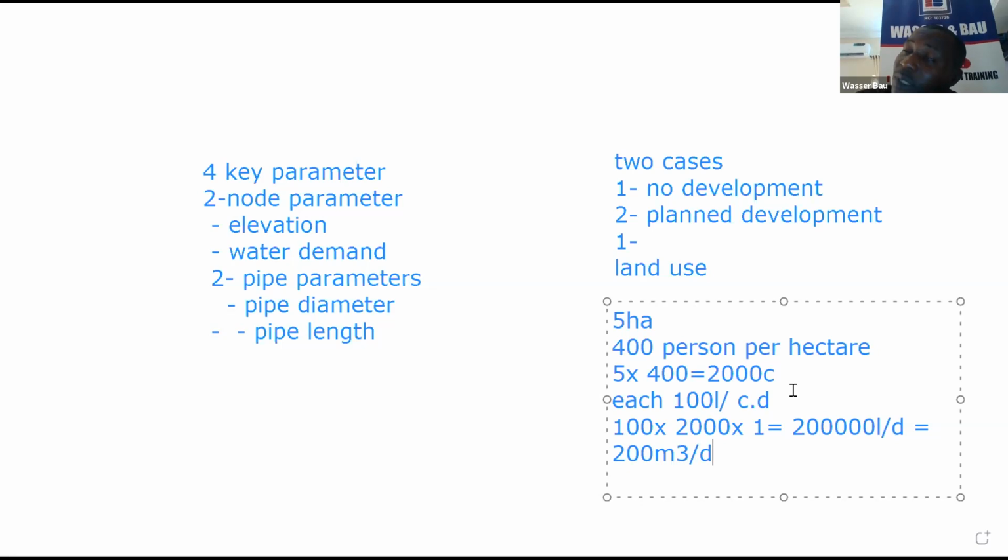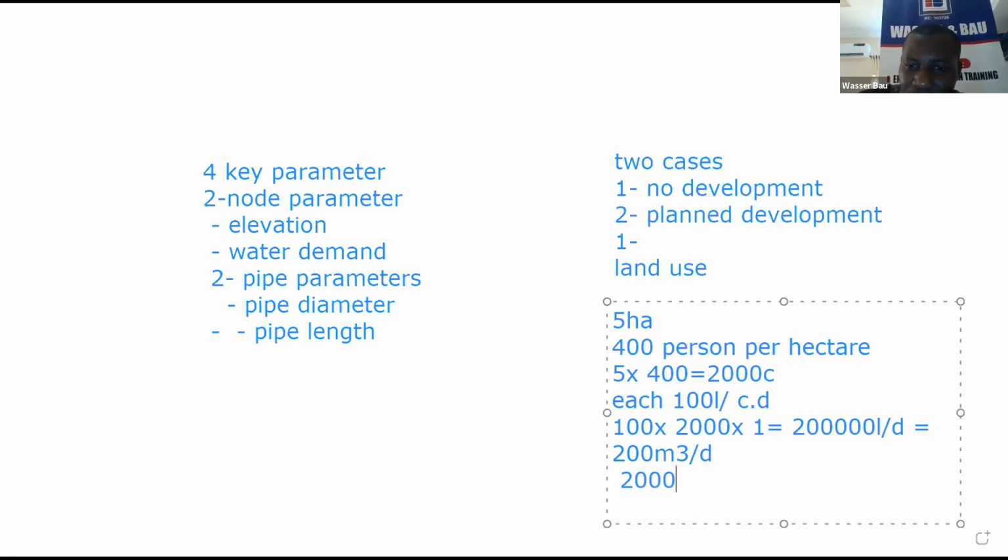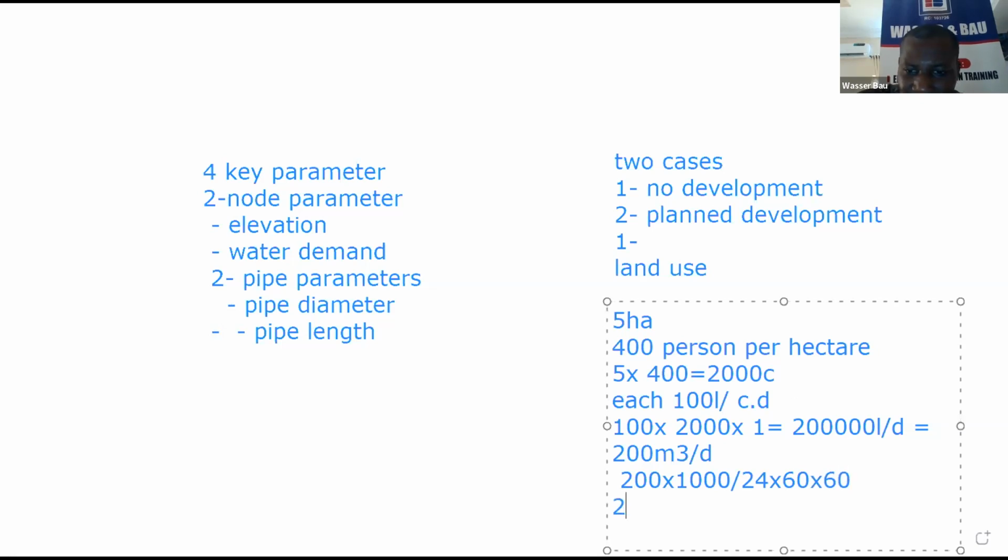If I now scale it down, I'll say 200, and I want to convert to liters per second. 200 will be times 1,000 divided by 24 times 60 times 60, which last week we said is the same thing as dividing by 86,400. So let me do the calculation. 200,000 divided by 86,400. It's giving me 2.3 liters per second.